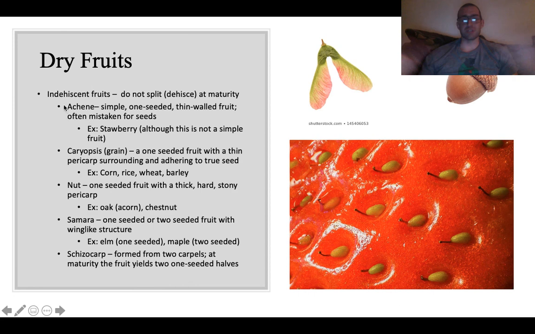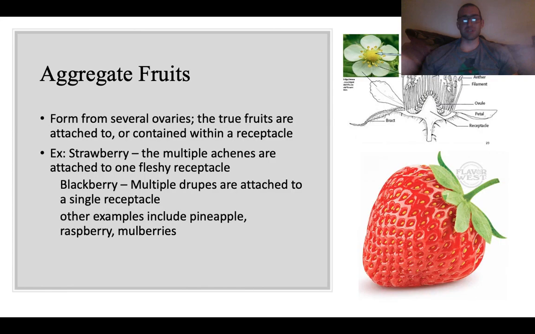The interesting thing about achenes in a strawberry is that the actual strawberry fruit is that. What some people think of as seeds, that's the fruit. This whole big fleshy thing that we're eating, that we consider the strawberry, is actually the receptacle. It's the modified stalk on which the flower sits. Because our strawberries are an example of an aggregate fruit.